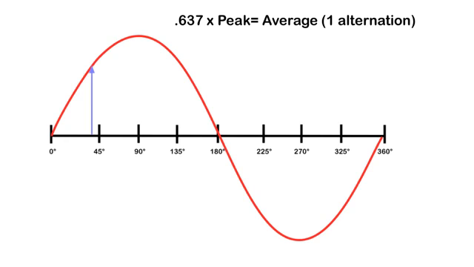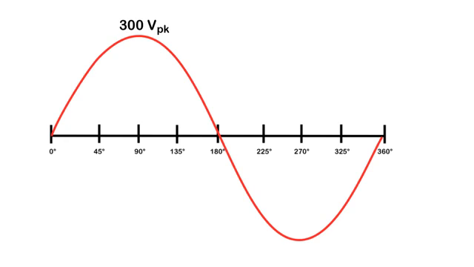Let's take a look at an example. Let's say I wanted to calculate the average value of this waveform if it had a peak voltage of 300 volts. What I would have to do is take that peak value, 300 times 0.637, and I would get my answer of 191.1 volts. That's it. That's how you work out your average for one alternation.